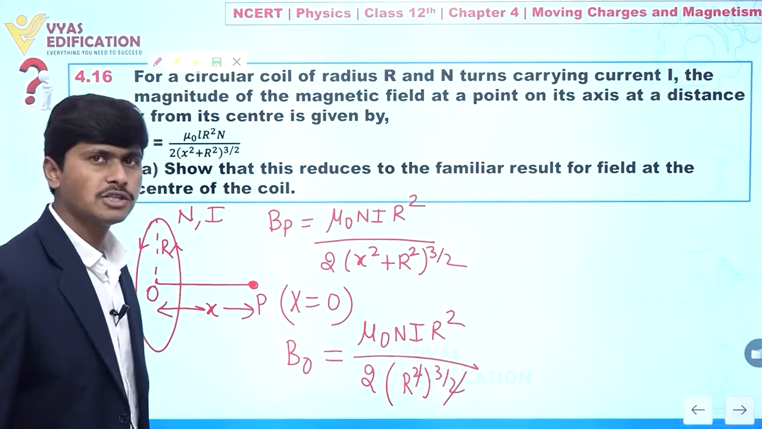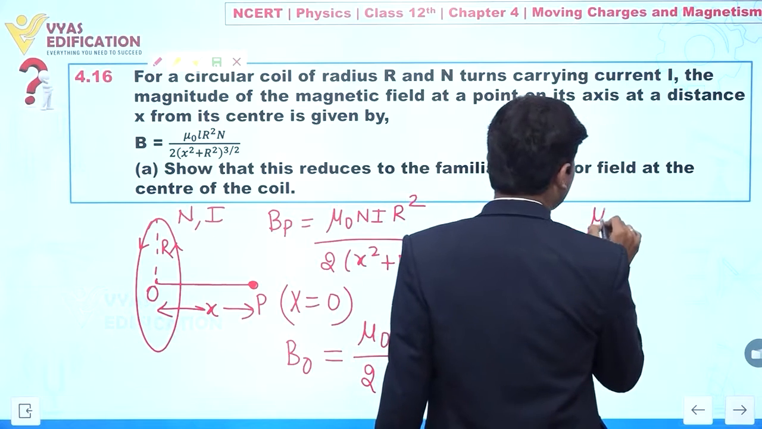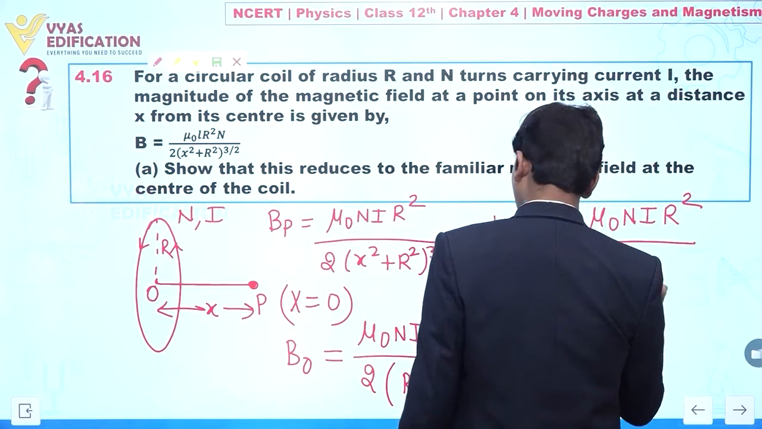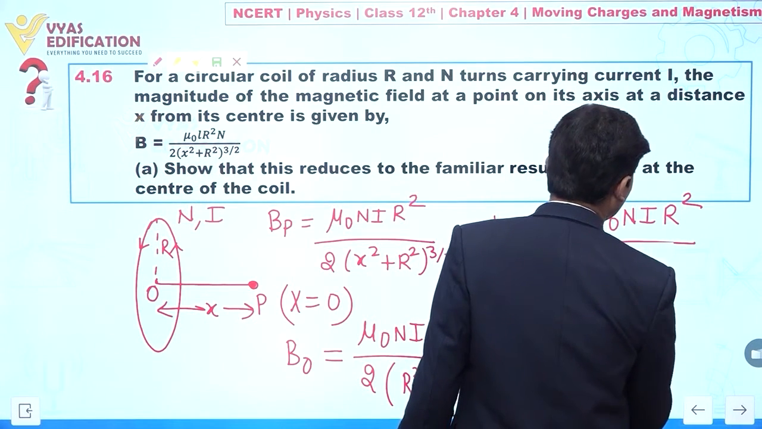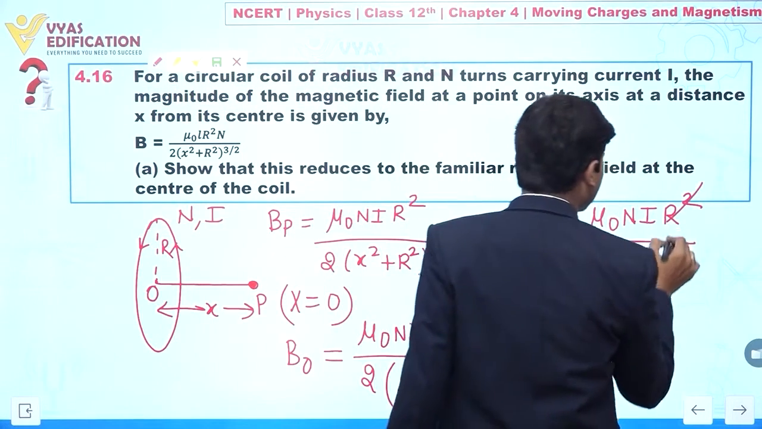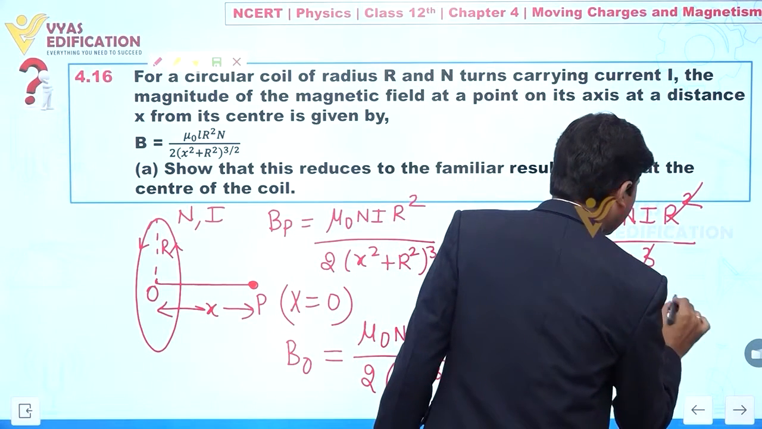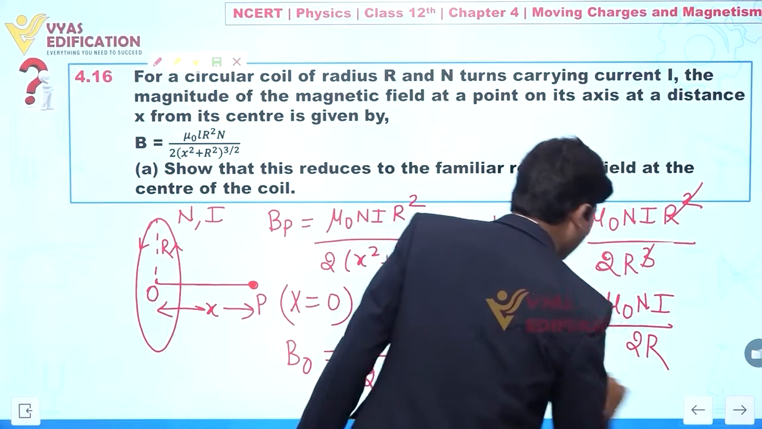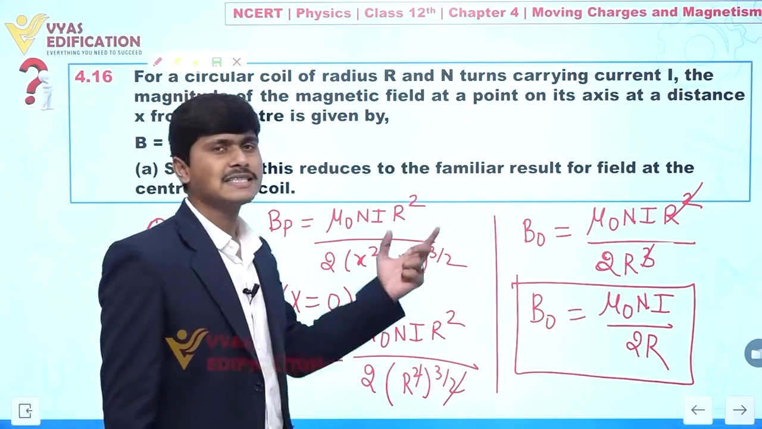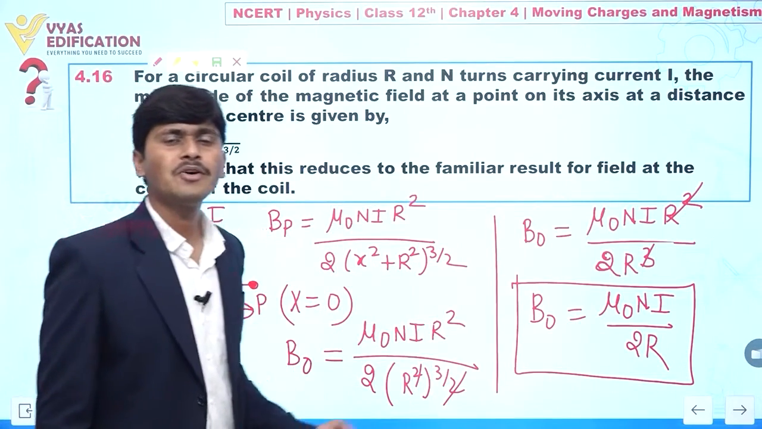This 2 and 2 cancel out, so from here we can say the value of B naught is given by mu naught n I r square divided by 2 r cube, clear? From here r square cancels out, and we get the value of B naught as mu naught n I divided by twice r, clear? So you can see we are getting the same formula of magnetic field at the center of a closed loop or closed coil, clear? So this is all about part number A.